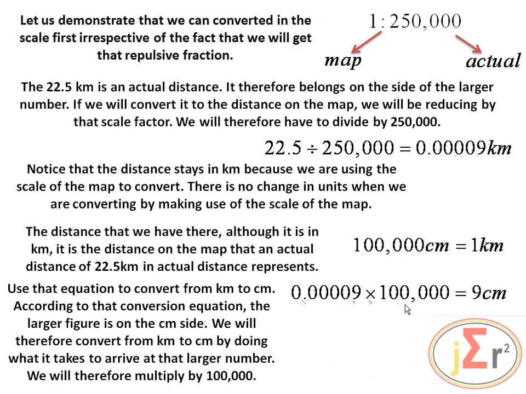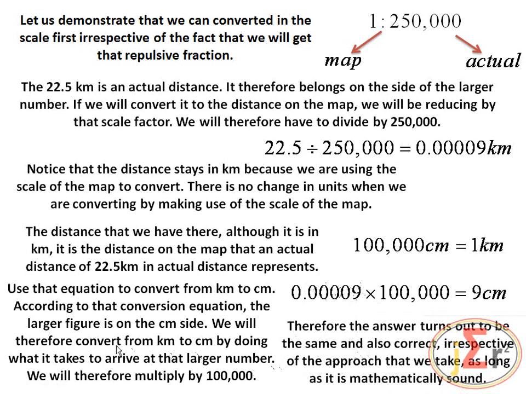And remember how we do that in primary school? Because this has 1, 2, 3, 4, 5 zeros. We will increase this by 5 places of decimal. 1, 2, 3, 4, 5. Therefore, the answer turns out to be the same and also correct, irrespective of the approach that was taken, as long as it is mathematically sound.